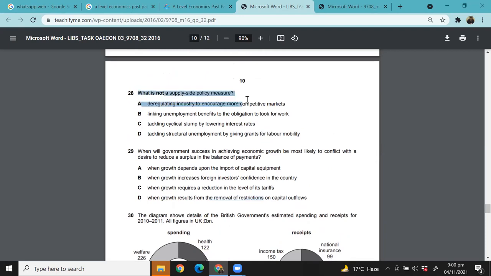Very good. What is not a supply side policy measure?